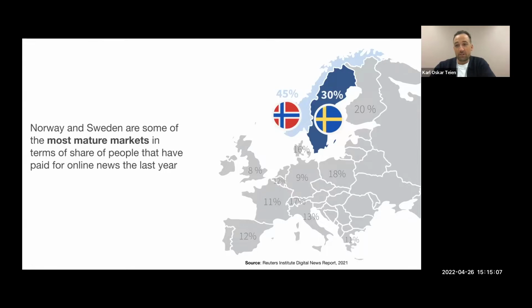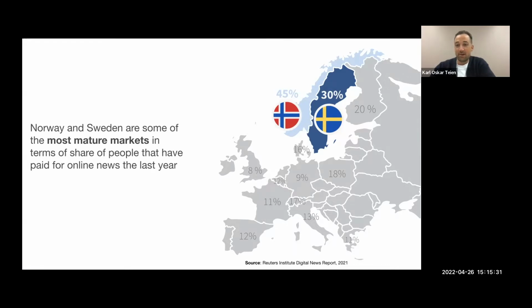We're also fortunate in the way that we operate in markets that are very mature. So if you look at this map here, it shows you the share of people that have paid for online news in the last year. So 45% of Norwegians have paid for online news in the last year. So that's an incredibly large share.